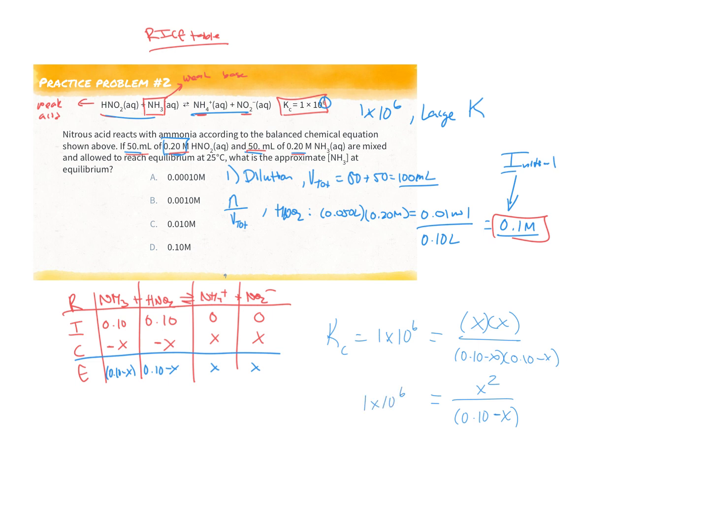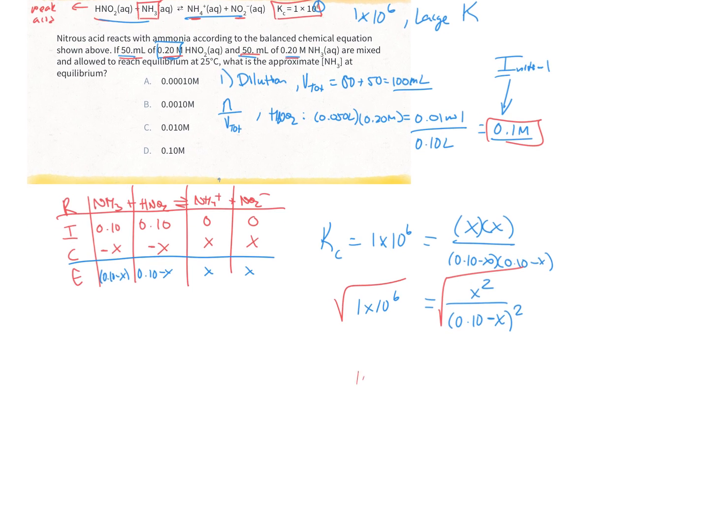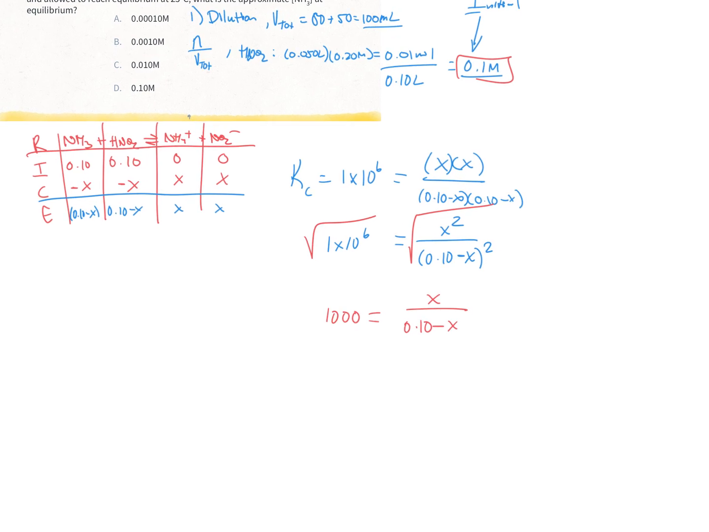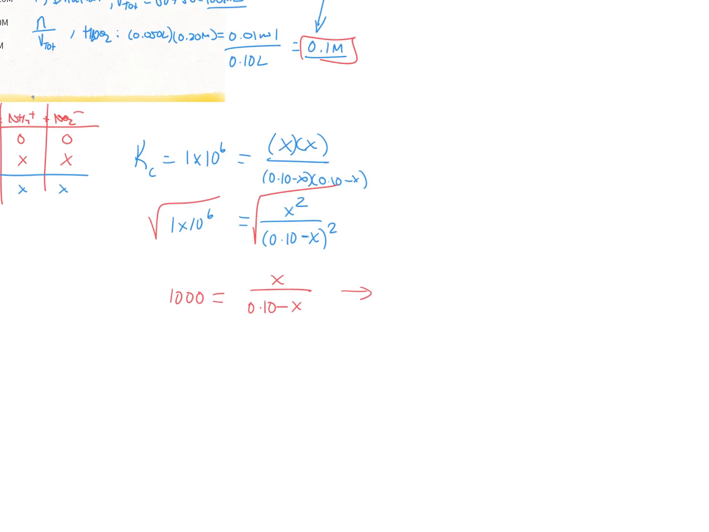Of course, sorry, there should be a squared right there. Of course, we can just plug this into a calculator, but if we're going to do it by hand, it's quite easy to solve. We're just going to take the square root of both sides. Square root of 1 times 10 to the 6th is 1,000, which is equal to x over 0.10 minus x. If you go ahead and simplify this using algebra, we'll get 1001x equals 100. And then we just divide both sides by 1001. And we get x is equal to 0.0999.